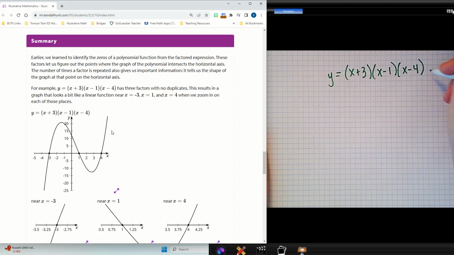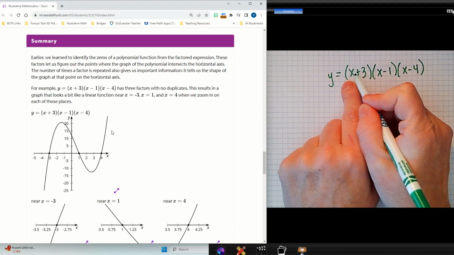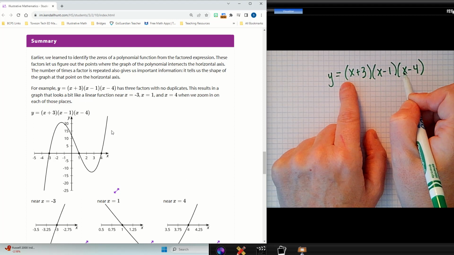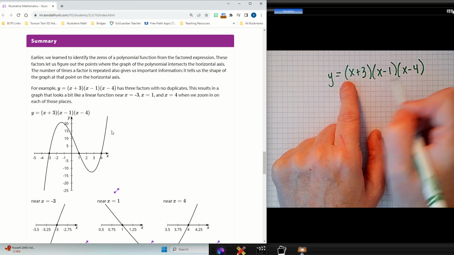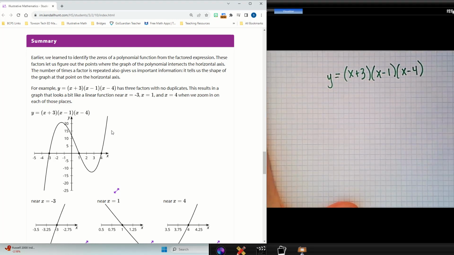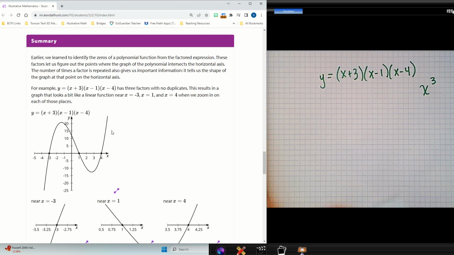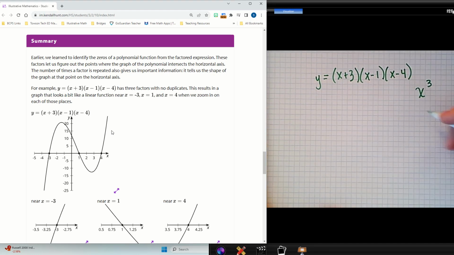So I know there are 3 factors, and I can see that my x values are all positive. So I know that before I do any multiplying, this is going to be an x to the 3rd value, and it's positive. So I know my graph, just like it's shown there, is going to do a shape like that.